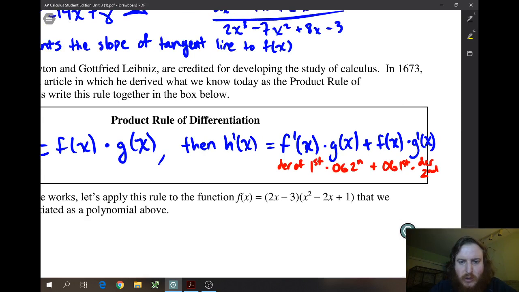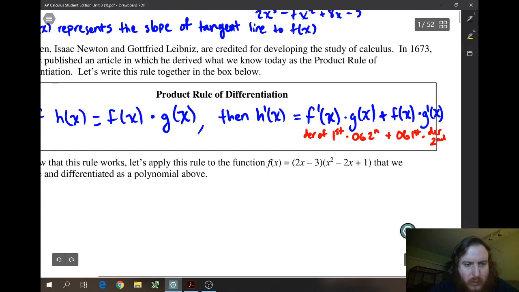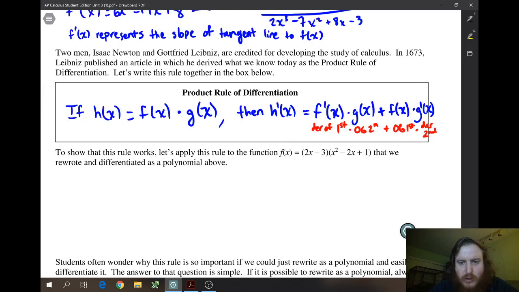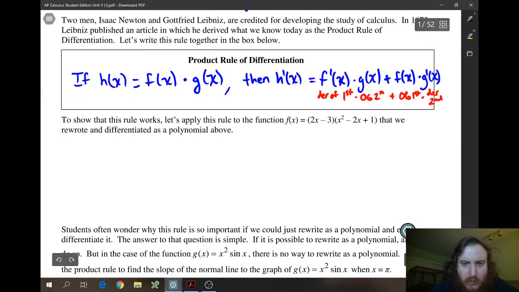Right, so f prime is the derivative of the first times the original second, g of x, plus f of x, the original first, times the derivative of the second. So, just to prove and illustrate that this does work and to practice, we'll do this same function. We'll take the derivative using this product rule. So here's our first function, and here's our second function. I always like to bracket them out. It helps me. And I use a lot of parentheses here.